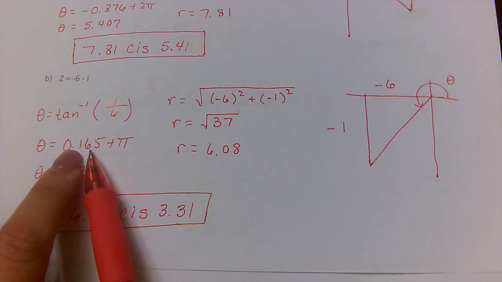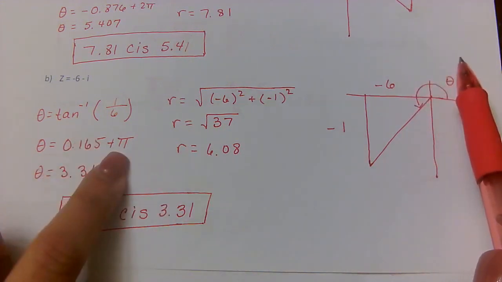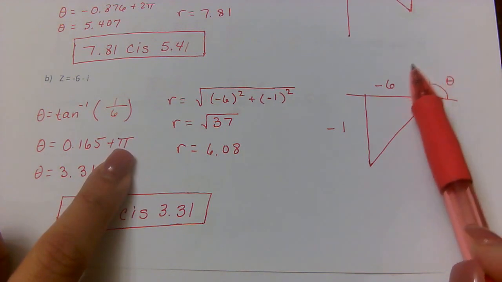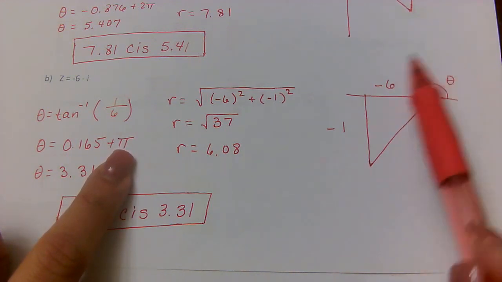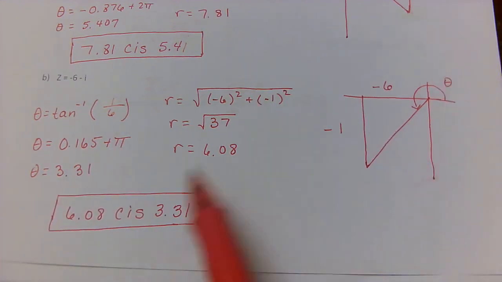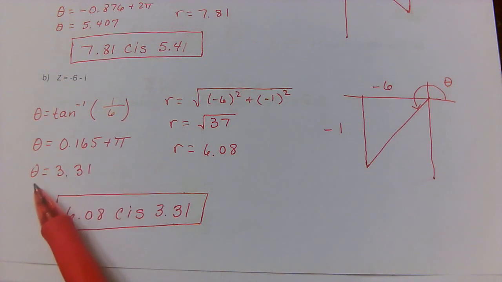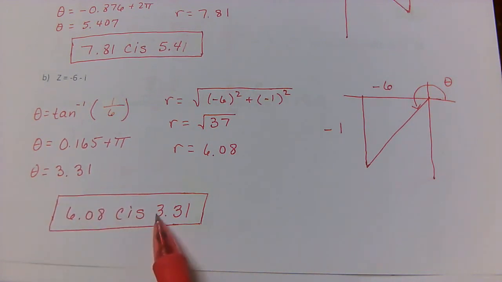Now remember, this angle right here is in quadrant 1. So in order for me to find an angle in quadrant 3, all I'm doing is adding 1 whole pi. Okay, so if you add 2 pi, you're going to end up in quadrant 1 and not in quadrant 3. So be careful with that one. And then I found the theta in decimal form and then plug it into our formula. 6.8, that's R, CIS theta, which is 3.31.